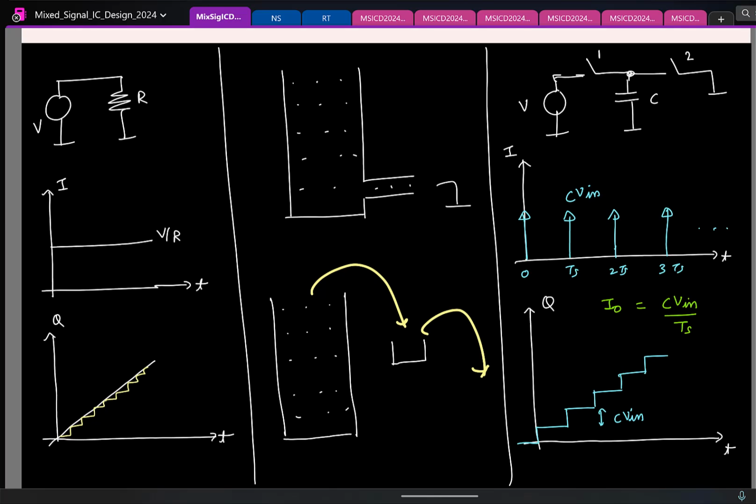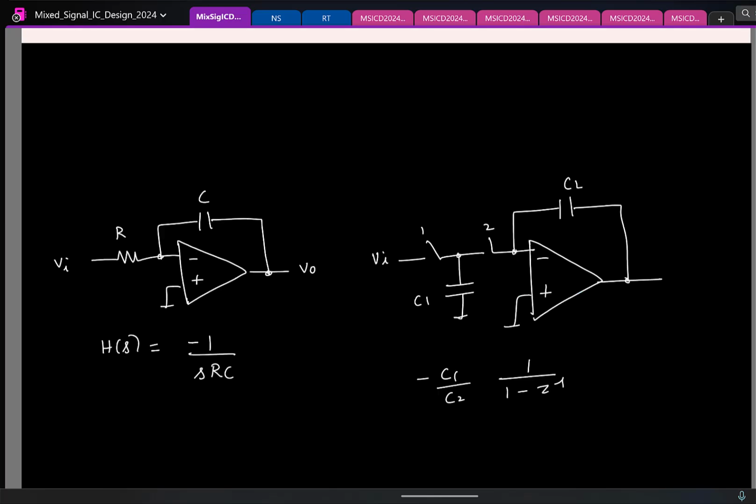Average current, you are taking the area of this, and for one period you take it. So if you integrate this, only this part will remain. Integration of impulse is CV in, time period is TS. The other way to see is the charge drawn in one clock period is C times V in, time is TS. So which means if I look at I0, that is CV in by TS, or I can say C times Fs times V in.